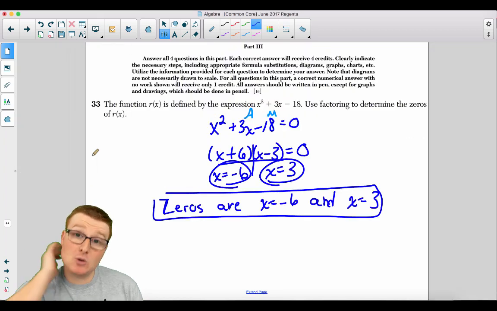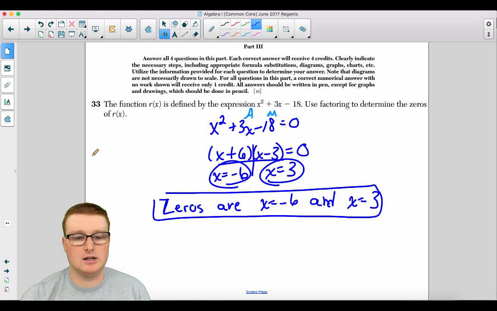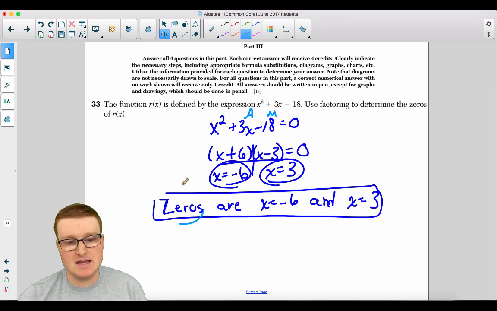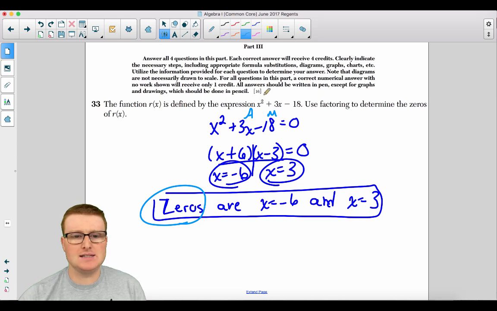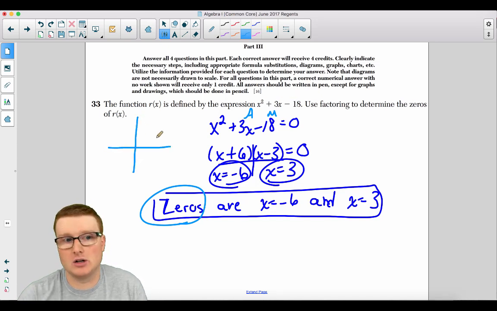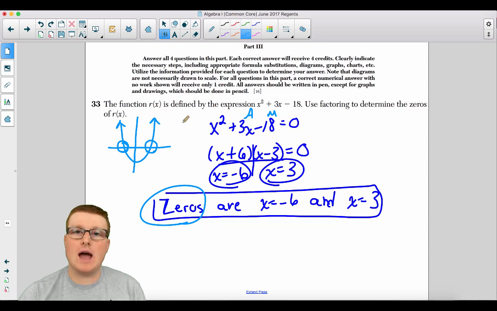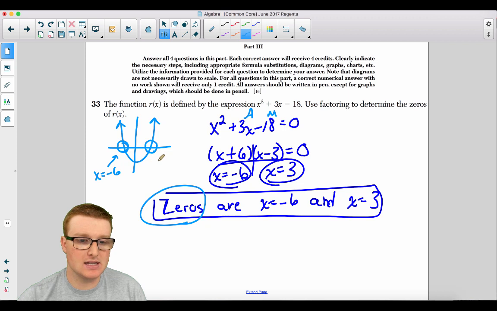Okay. Simple question. Of course, there's a follow-up, though. All right, so the follow-up question is, explain what the zeros represent on the graph of r of x. Okay, so what does the word zero mean? That means if you take this, which is a quadratic, now this is just a sketch, the roots, or where the parabola crosses the x-axis, are at the points x equals negative 6 and x equals 3.